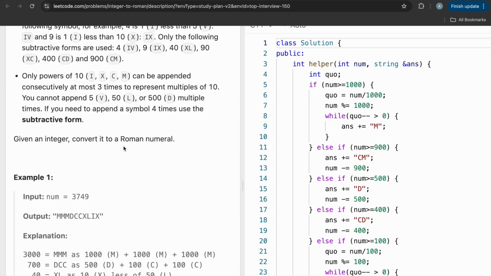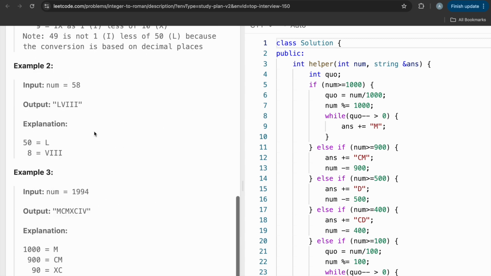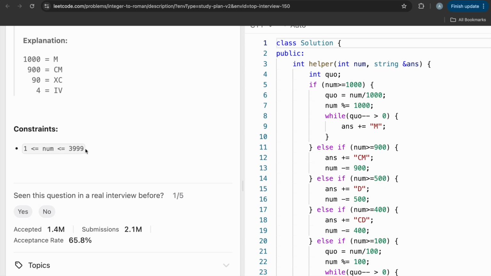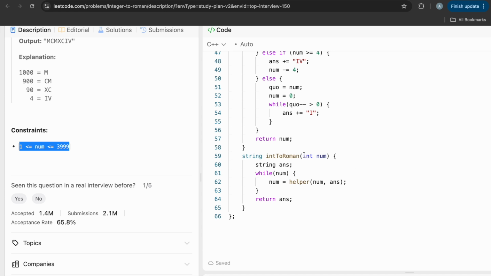Given an integer, convert it into a Roman numeral. Suppose this is given, and let's see what the constraint is. num is greater than or equal to 1 and less than or equal to 3999. So here, initially num is given to us, and we will define our answer string and run a loop while num is greater than 0, and we will pass this num and answer to a helper function.